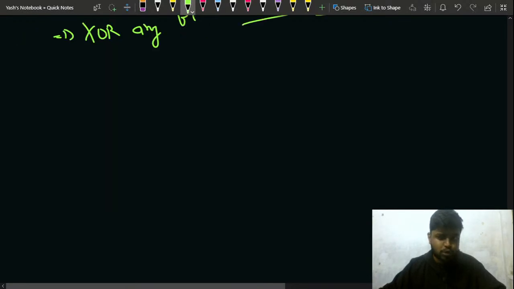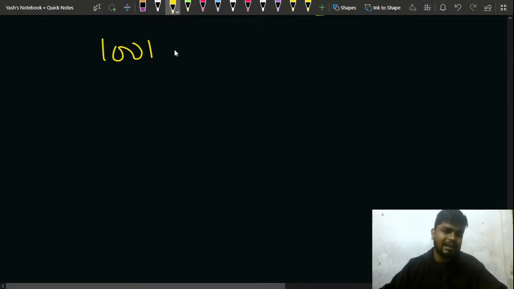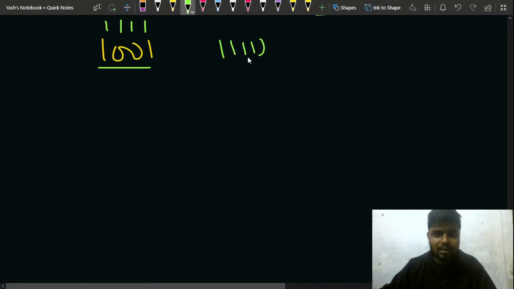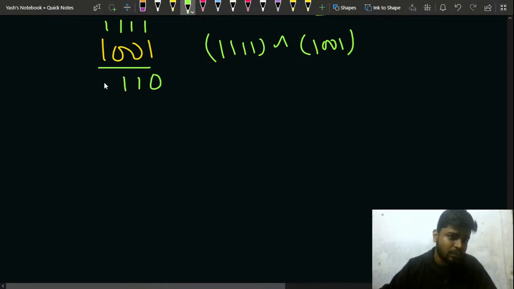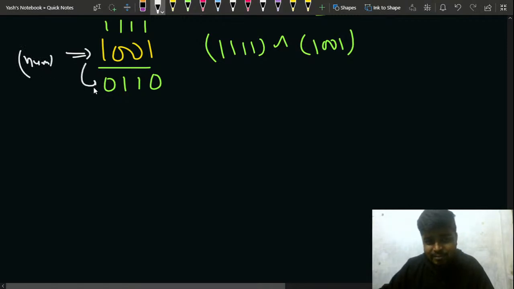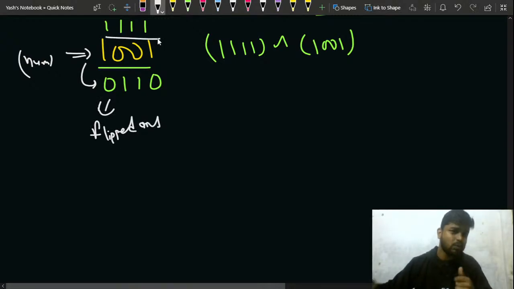So how can we use this to our advantage? Let's say I have a number 1 0 0 1. If I have to flip all the bits, I have to XOR it with another number that has all these bits set, that is 1 1 1 1, so that all the bits get flipped. If I XOR 1 1 1 1 with 1 0 0 1, from this I get 0, from this 1, from this 1, and from this 0. If this was the binary representation of num, then this is the flipped answer I was expecting, and I got it by XORing with 1 1 1 1.